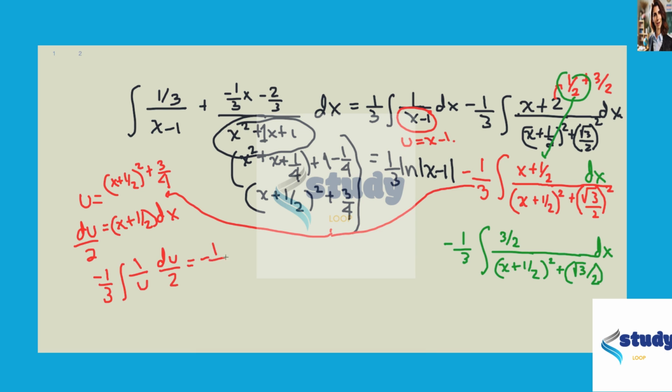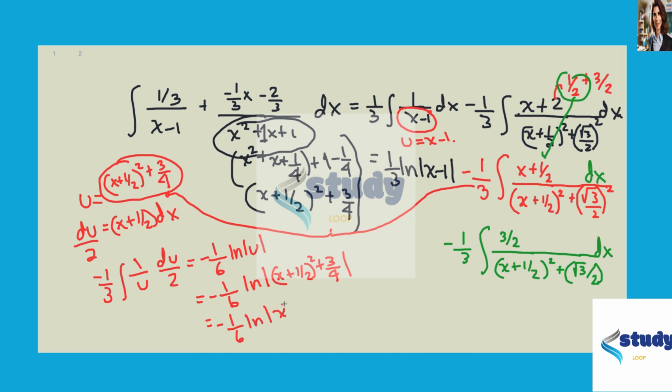So this is just negative 1 over 6 ln absolute value u. Negative 1 over 6 natural log. And then just replace u with this term over here, x plus a half squared plus 3/4. And this can also be written as, let me write it down here, just a nice looking expression: x squared plus x plus 1. Just simplifying that square. So we have 2 of the 3 integrals.